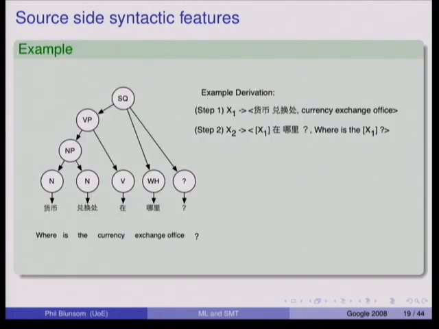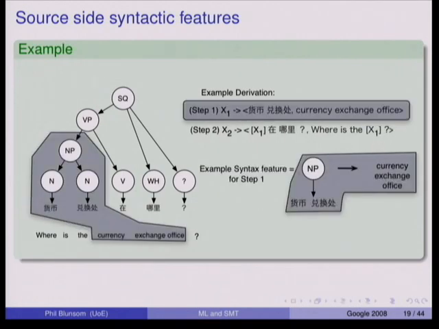So an example of what this looks like. Please forgive my anglicised Chinese parse tree. So a simple derivation. The derivation is represented in the top right there. There's 2 steps in the derivation. First, we translate the noun phrase for currency exchange office, and then the question part of the sentence.